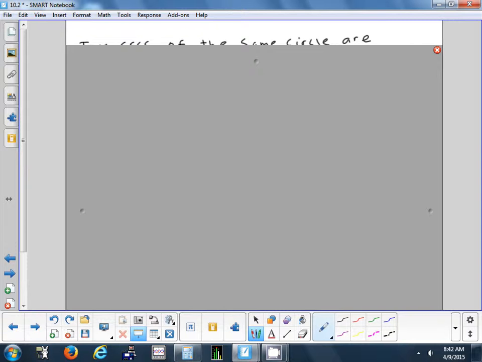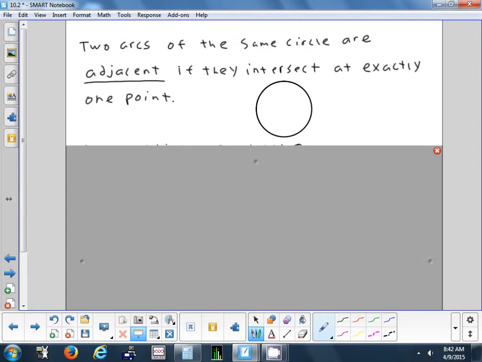If I said my book is adjacent to this pile of papers, adjacent means what? Does it mean they're far away from each other? Nope. It means they're right next to each other, right? So if you have two arcs that are next to each other on the circle, that means they're adjacent.